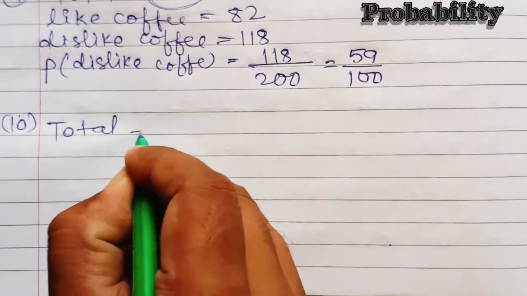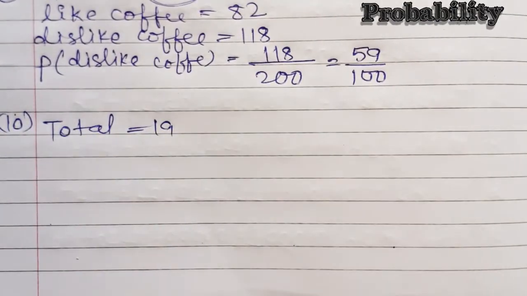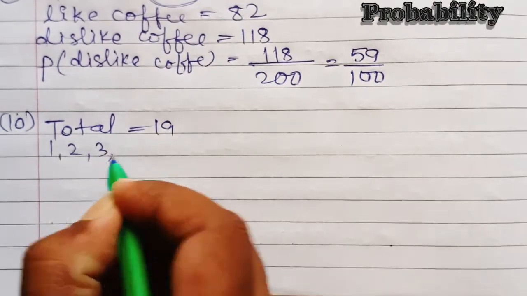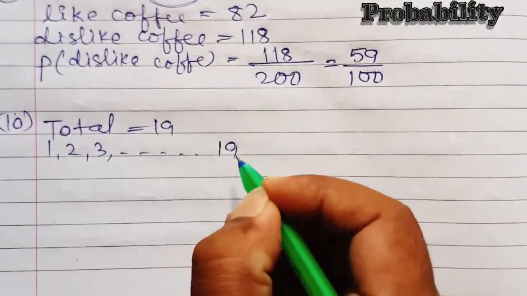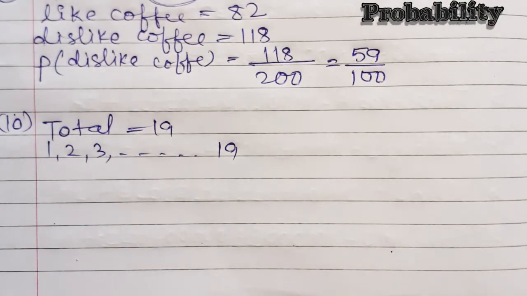Total it is 19, and the sequence they have given, according to that, is 1 2 3, and it goes on till number 19. A ball is drawn at random from the box. Find the probability that the number of the ball is a prime number.